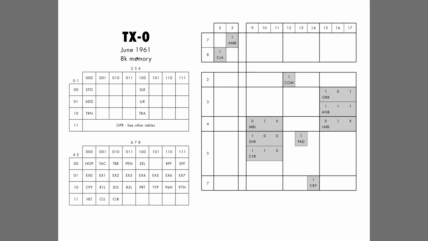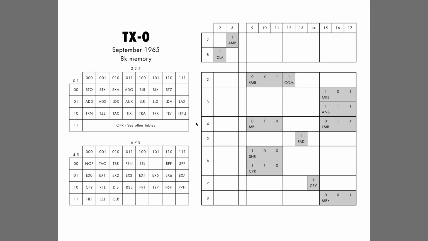And then the big change came, I think, not too long after June 1961, but it was certainly the state of the machine by 1965. And at that point, they most importantly added an index register. So this improved the addressing capabilities of the machine. So instead of using only direct addressing, you could now add something to the index register and use that as an address for the instruction.